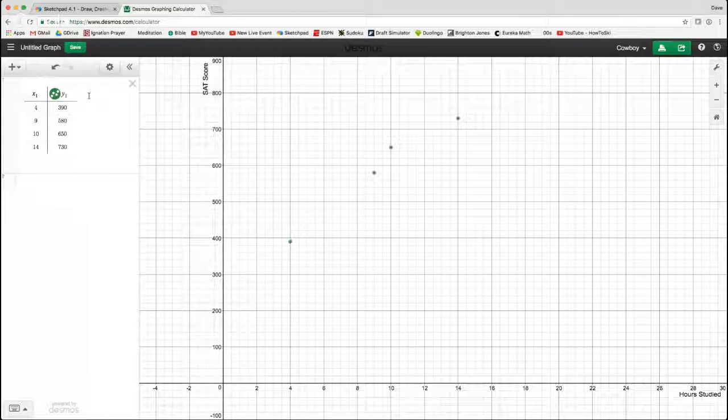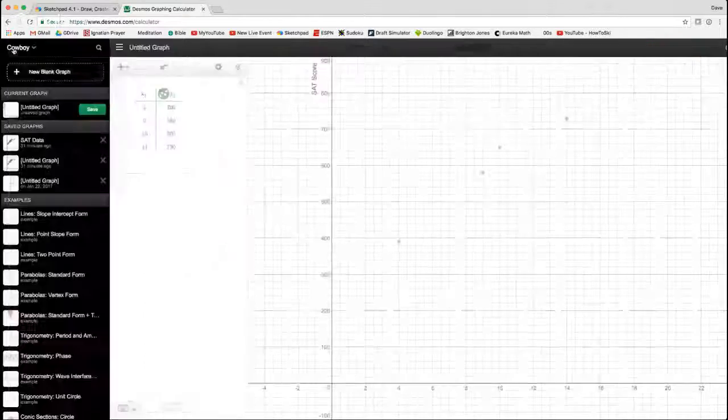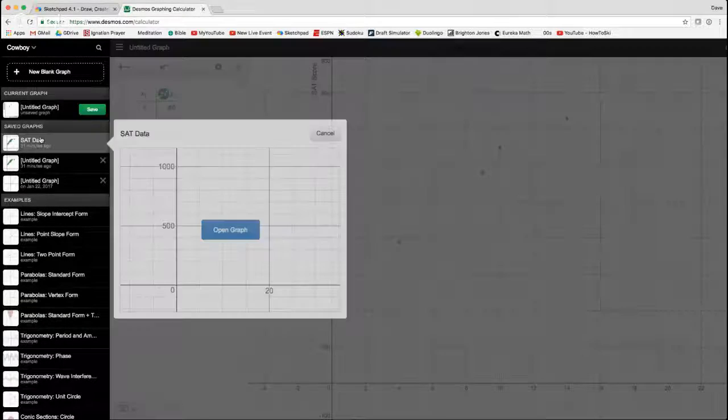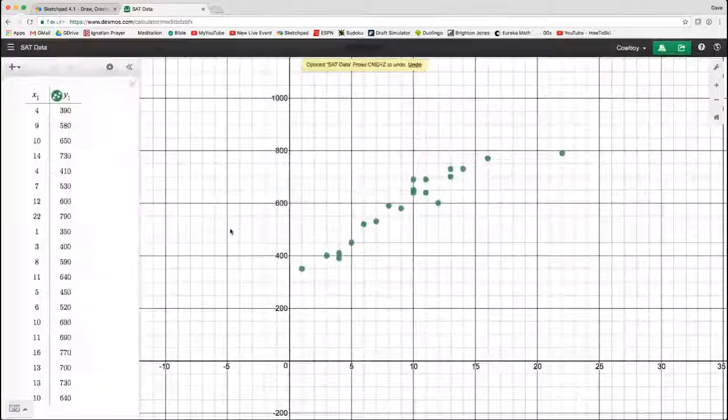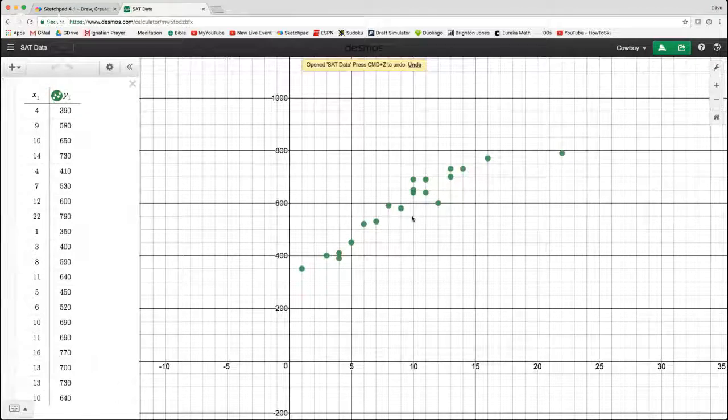Now, rather than have me enter all 20 points here, I'm going to go to a saved graph because I've saved all of this data on a different graph. So let's go there. And this is all of my data. And notice I've typed it in over here. Now, this still doesn't have your best fit line on it.